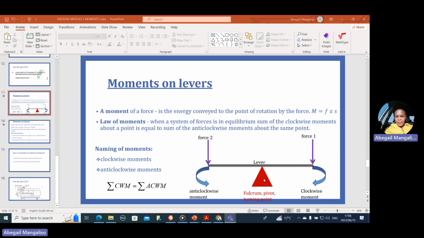Moments will be the same. And this is the symbolic expression or representation of this law of moments. Sigma stands for sum, and ΣCWM is the clockwise moments, equal to ΣACWM, the anti-clockwise moments. Now, we do calculate moments on levers or moments on beams. A beam is a horizontal or inclined structure that is supported at more than one point.